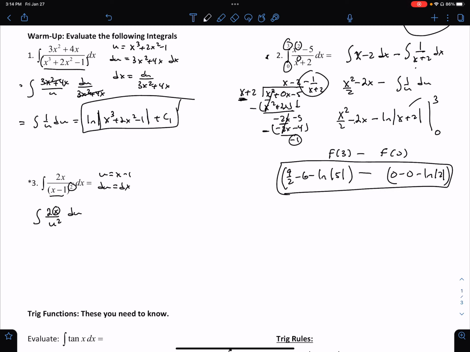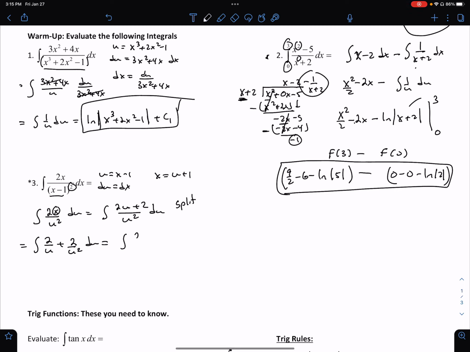Oh no, notice this is our algebraic substitution. We got to replace x. So x is just u plus 1. And if I'm really good, this is just 2u plus 2 over u squared du. And I can split my integral. This becomes 2 over u, because that becomes u over u squared, plus 2 over u squared du.